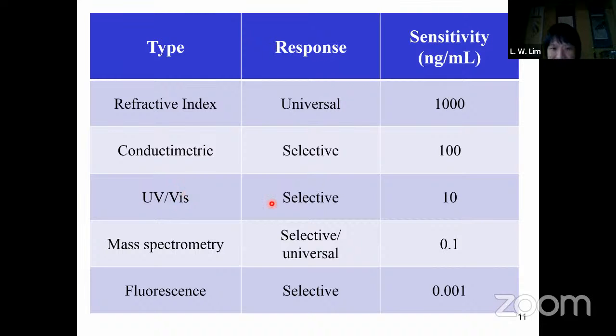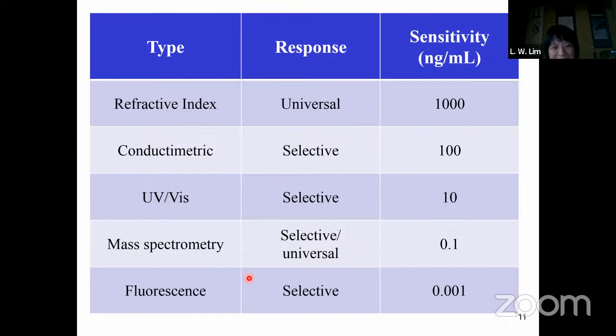It's certainly selective because you can only use it for chromophores for the original detections. And if you look at the sensitivity, it is right in the middle here. It is not so low, and of course it's not as high, but it is good enough. Meaning that it's very easy to operate, it is very stable, and it is very cheap. So that's why it is so common.